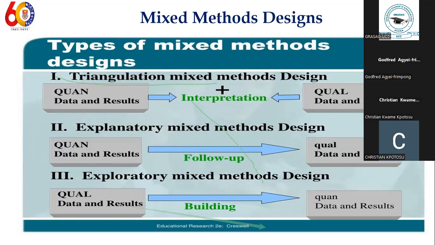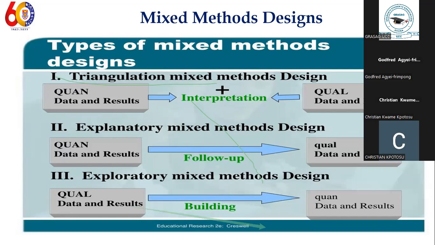So you will see some saying, oh, I am using the divergent triangulation mixed method. Someone will say, I am using the convergent triangulation mixed method. Some will tell I am using the concurrent triangulation mixed method. All is about triangulation. In this case, both qualitative and quantitative data are collected at the same time.